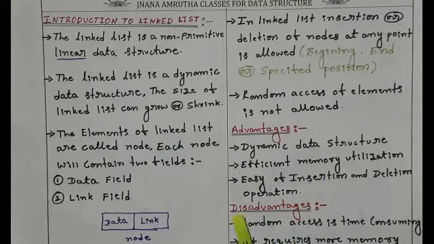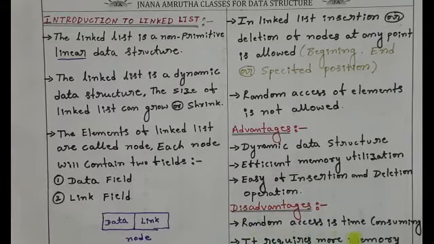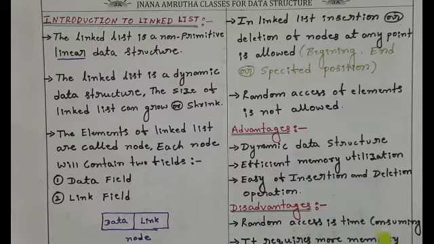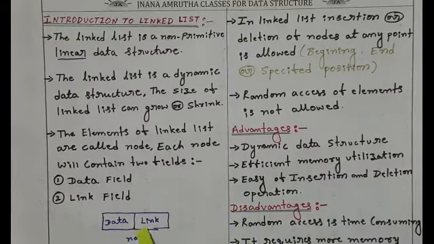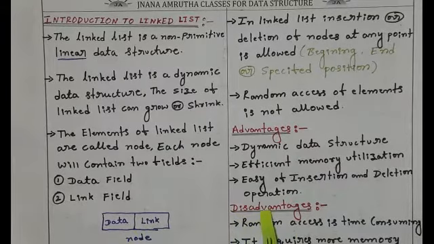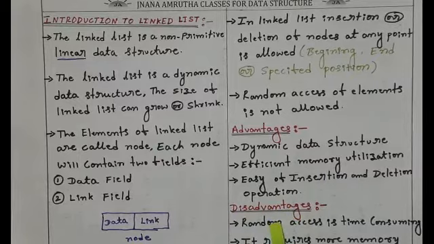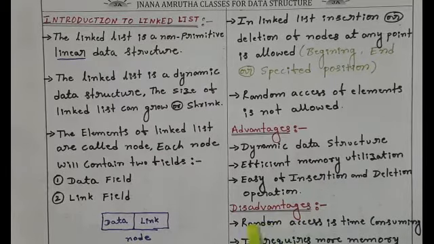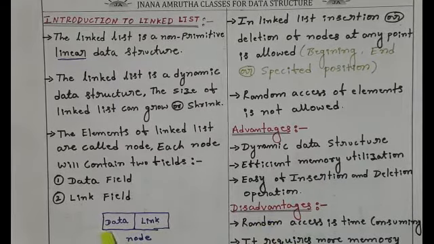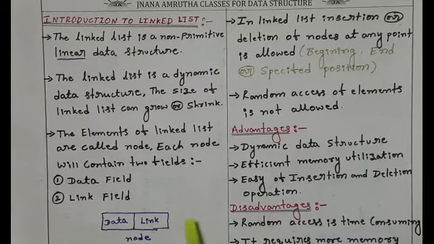Next, the disadvantages of linked list. Random access is time consuming. Already I told you, it will contain a list of nodes: this is the first node, second node and third node. If I want to access the third node, it will be time consuming. Why? Because we need to traverse from the beginning, first node, then second node, then third node, so it is time consuming.